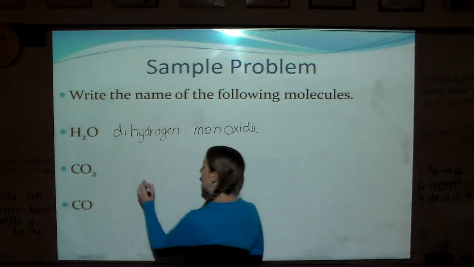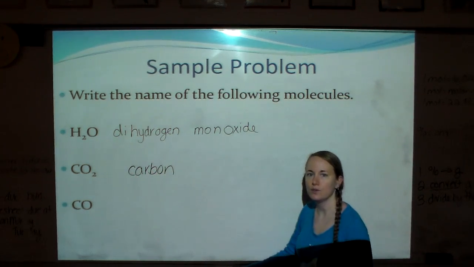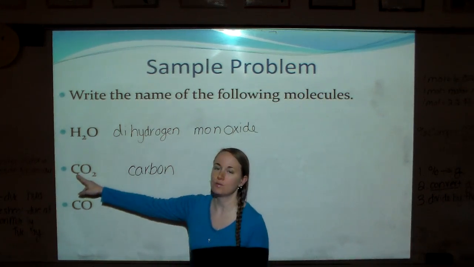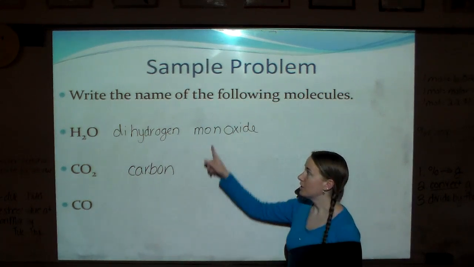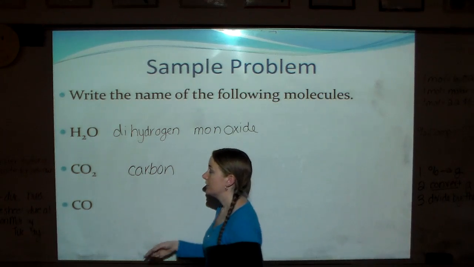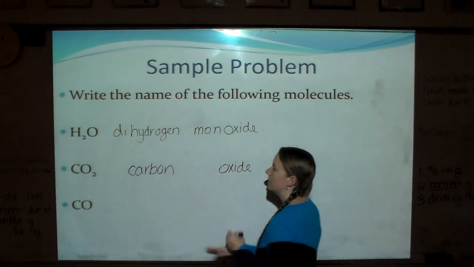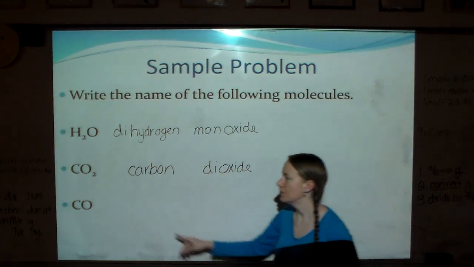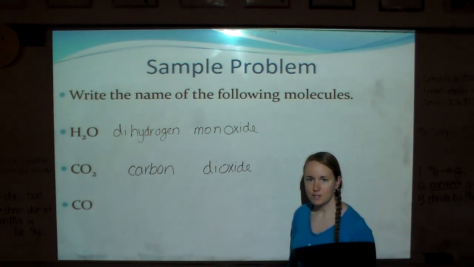Well, what's C? Carbon. How many do I have? I only have 1. You do not put a prefix when the first element has 1. So you don't want to start monocarbon, you just start carbon. Okay, but notice the second one can have a prefix of 1. All right, second one always has a prefix. So again, oxygen becomes oxide. There are 2 of them, so it would be dioxide. So carbon dioxide.